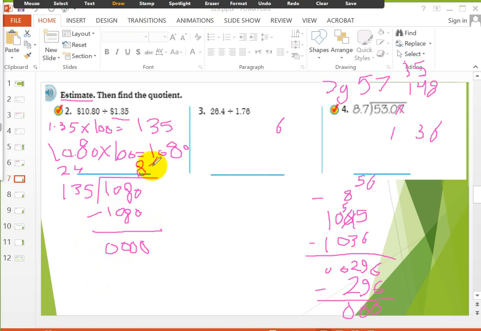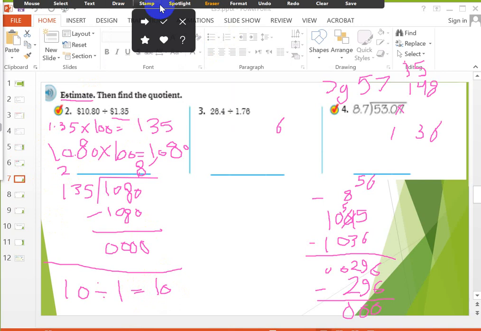Okay, girls? So this is the answer for this division. If you want to find the estimation, look, I will find it here for you. If you round this number 10.8 to the nearest whole, it will be 10. And if you round the divisor to the nearest whole, it will be 1. So 10 divided by 1 equals 10, right? This is the estimation. Okay?